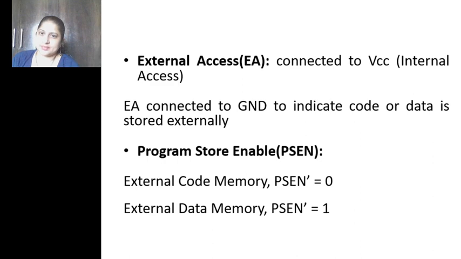When the program store enable pin is connected to 0, that means ground, it is accessing external code memory. And when PSEN is connected to 1, meaning connected to the power supply, we are accessing the external data memory. The program store enable pin is used to connect to the external memory, which includes the code memory and the data memory. If 0, it is accessing external code memory. If it is 1, it is accessing external data memory.